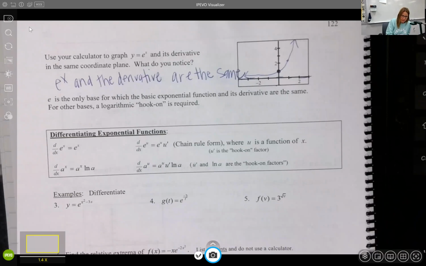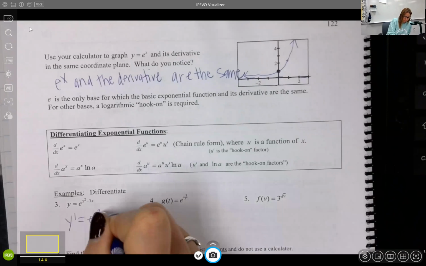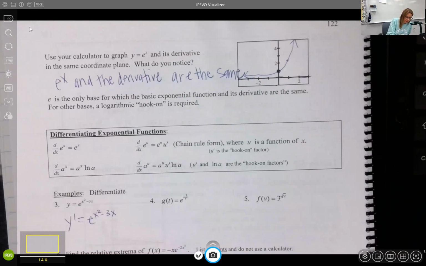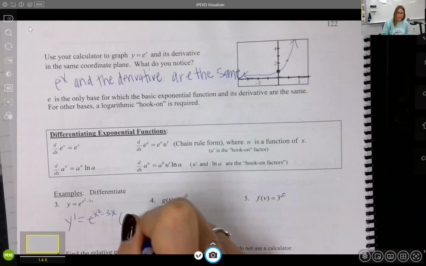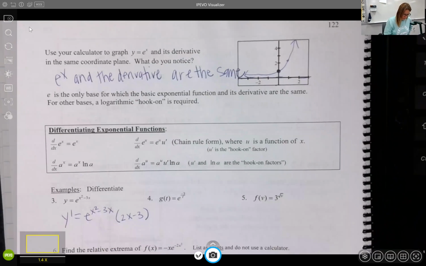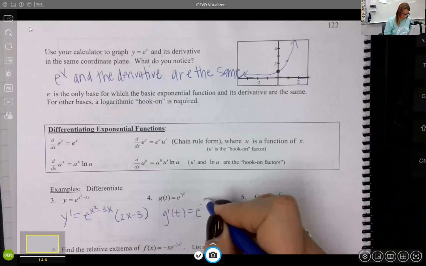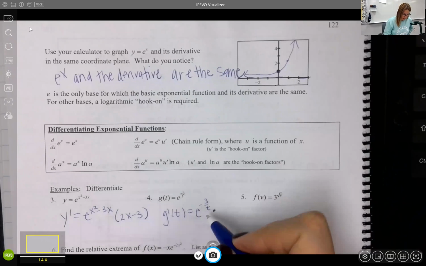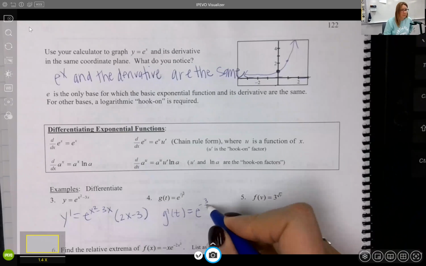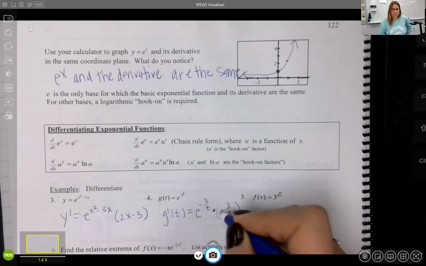So if I take the derivative of this, I write down my function, e to the x squared minus 3x, and then I multiply by the derivative of the power, 2x minus 3. Okay, g prime of t, write the function. So we always write the function, and then we multiply by the derivative. The derivative of negative 3 over t is positive 3 over t squared. That would be our u prime.